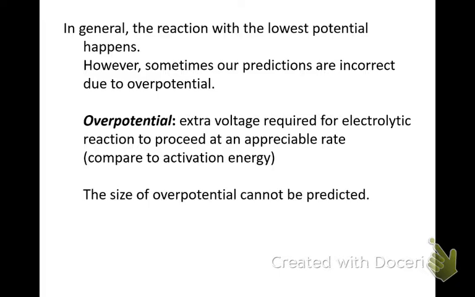And so the water oxidation reaction that we talked about before has a higher overpotential than the chloride oxidation process. So the chloride process ends up being faster. Now, the size of overpotential cannot be predicted. So that means that I can't expect you to tell me which of those is going to happen when they're close, given that we can't know how big the overpotential is without measuring it. So, in general, you can make a prediction that the reaction with the lowest potential should happen. However, it's possible to be surprised because overpotential is a factor.